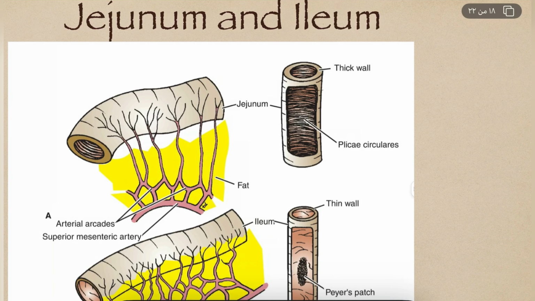ما راح ناخذ more detail عن الجيجينوم اليوم، راح ناخذ بس important points اللي ممكن تجينا بالعملي. أول مرة خلينا نباوع للinternal lining of the jejunum and ileum. مثل ما تشوفون هنا بالجيجينوم لقينا internal mucosa of the jejunum لقينا circular folds، هاي circular folds سميناها plica circularis.